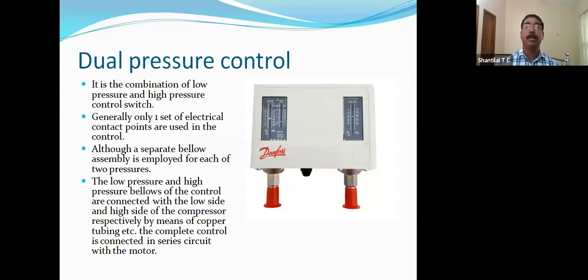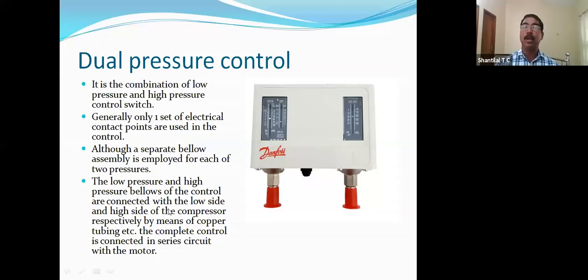dual pressure cutout, and generally only one set of electrical contact points is used in the control, although a separate bellows assembly is employed for each of the two pressures. The low pressure and high pressure bellows of the control are connected with the low side and high side of the compressor respectively by means of copper tubing. The complete control is connected in series circuit with the motor. So here, 2 points, 2 bellows.